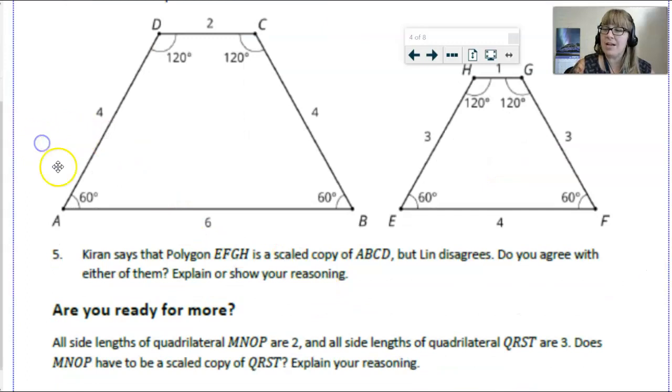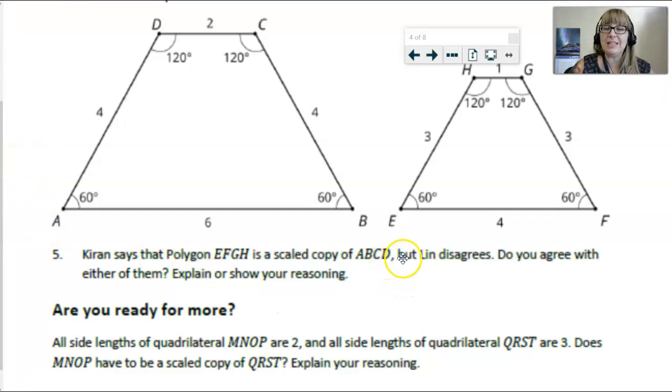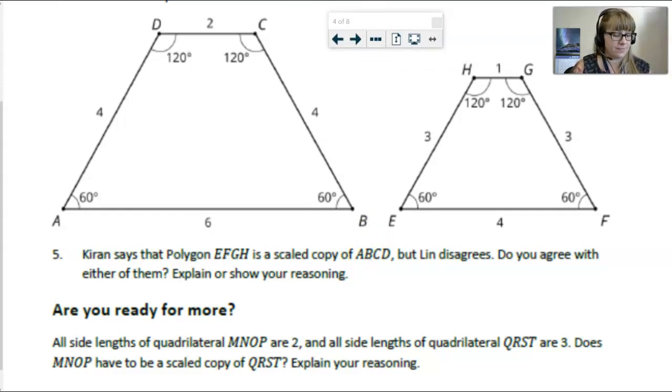Kiran says that polygon EFGH is a scaled copy of ABCD, but Lynn disagrees. So who do you agree with? Do you agree with Kiran, who says that they are scaled copies, or do you agree with Lynn? Pause the video long enough for you to collect all of the data that you need to form your own opinion. Are they scaled copies or not?